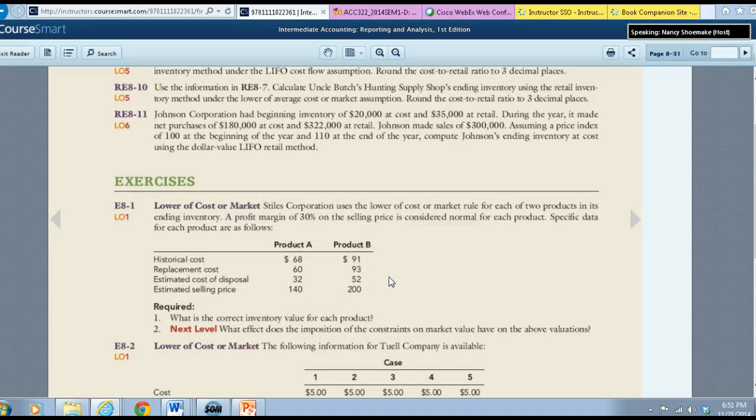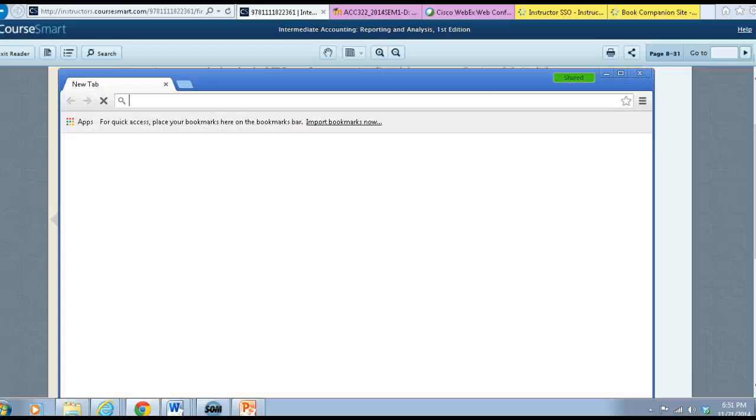Okay, we got it now, guys. Lower of cost or market. So let's look at styles. They use the lower of cost or market rule for the two products in the ending inventory. A profit margin of 30% on the selling price is considered normal for each product. Specific data follows. The historical cost of product A, 68.